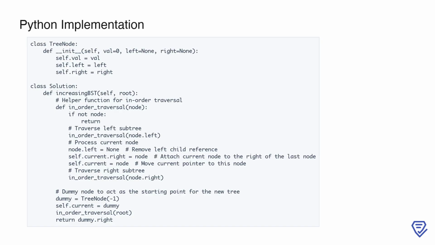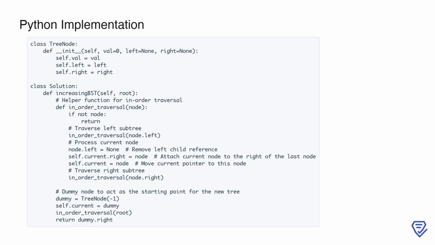Inside the increasingBST method, we define a helper function, in_order_traversal, that recursively traverses the BST. This function takes a node as input and performs the following steps. 1. Base case: if the node is none, the function returns immediately. 2. Left subtree traversal: it recursively visits the left subtree to process nodes in ascending order. 3. Current node processing: the left child of the current node is set to none to eliminate the left reference, ensuring the tree becomes skewed.